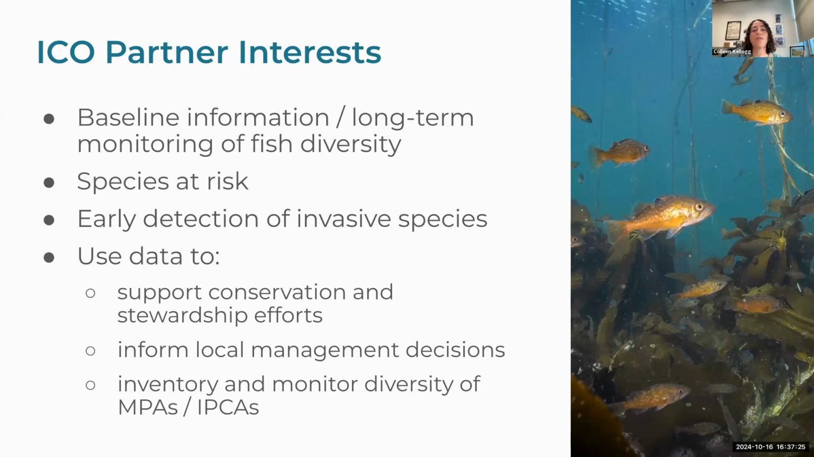And then through this all, some partners have hopes of using the data to support conservation and stewardship efforts, to inform local management decisions and monitor biodiversity of marine protected areas, as well as Indigenous protected and conserved areas here in British Columbia. And so together we envision that ICO is a means to measure ecosystem health, track biodiversity, and track impacts of climate change and other disturbances on marine biodiversity in the region.